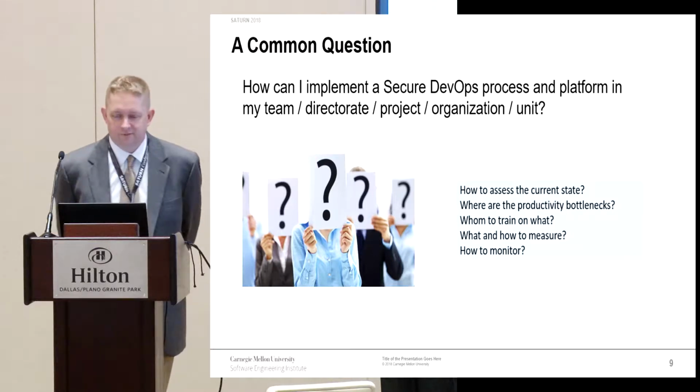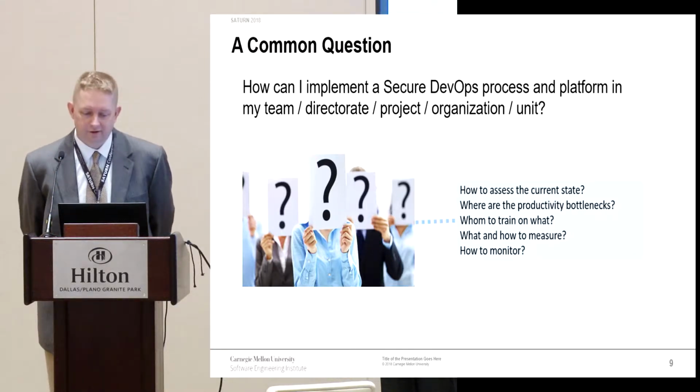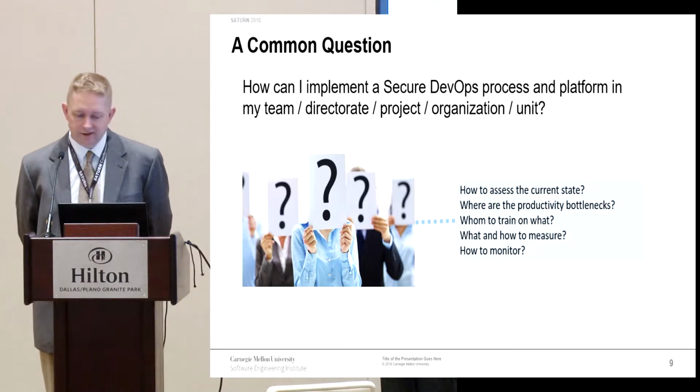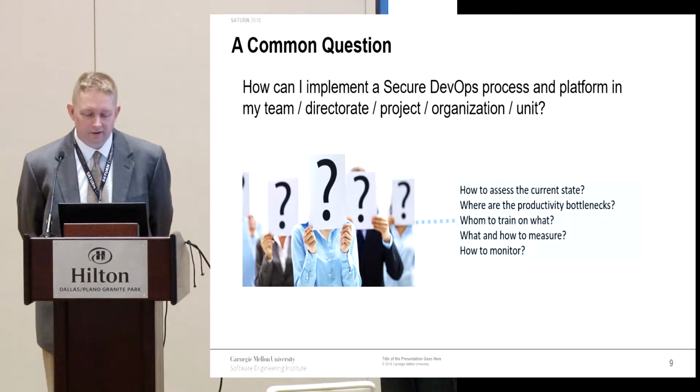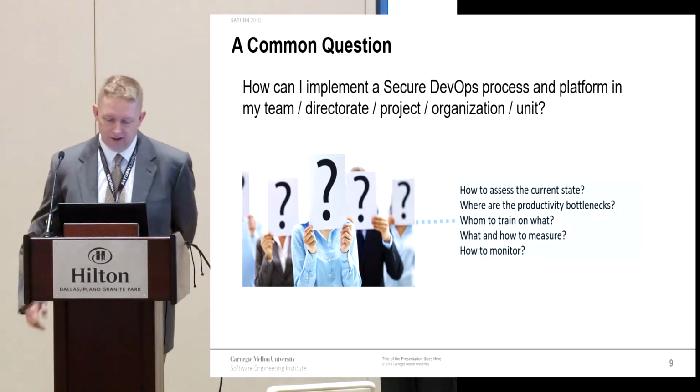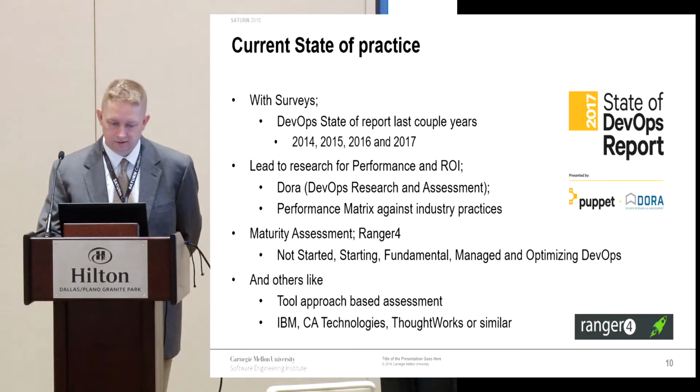So the big question: how can I implement a secure DevOps process and platform in my team or directorate or project or organization? How do we assess the current state? Where are the productivity bottlenecks? Whom to train and on what? What and how to measure, and how do we monitor that?